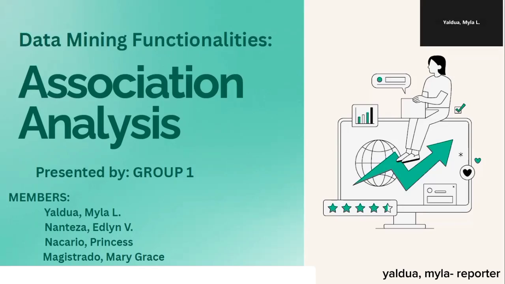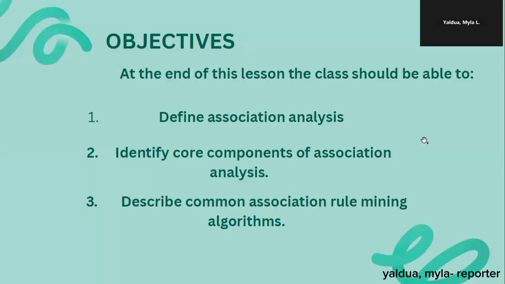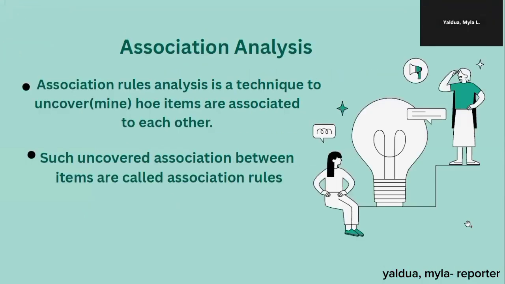I'm here today to talk about association analysis. Objectives. At the end of this lesson, the class should be able to: number one, define association analysis, understanding what association analysis is; number two, identify core components, learning the key parts of association analysis; number three, describe common association rule mining algorithms, knowing the methods, uses, and applications of association analysis.